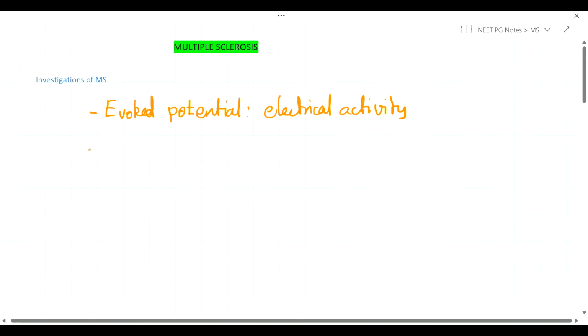Fine. Then the most important thing in the investigation is the CSF. So we'll take the CSF of the patient, then we will assess the immunoglobulin G level in the patient. So which will be increased, right? So the immunoglobulin G level will be increased. Other than that, there will be an increased rate of synthesis of immunoglobulin G itself, right?